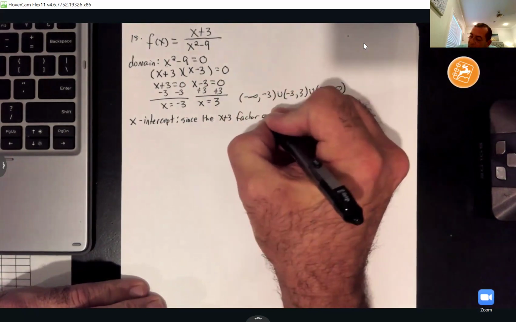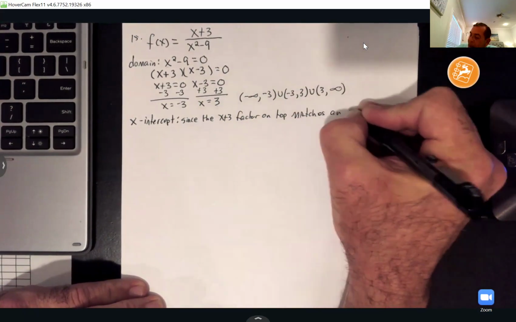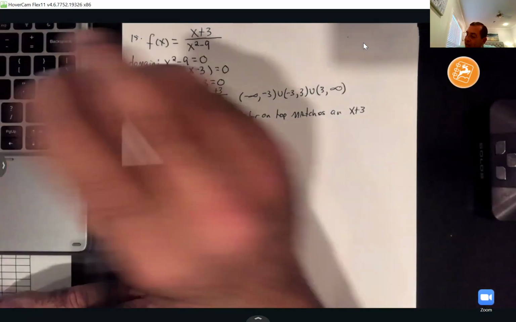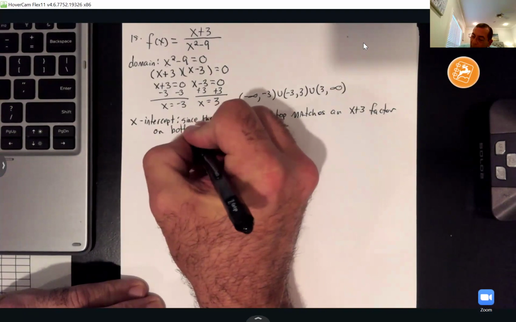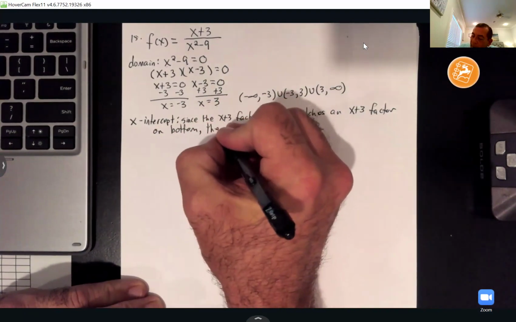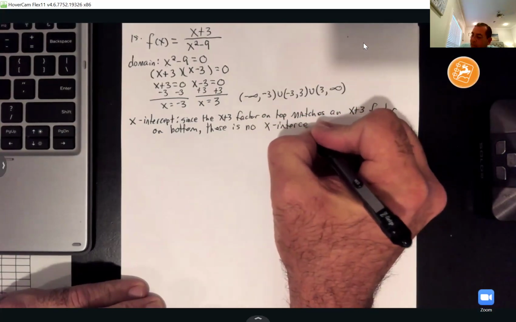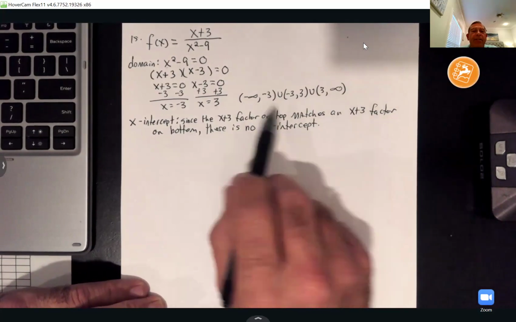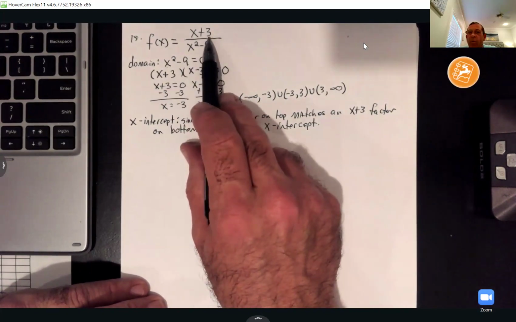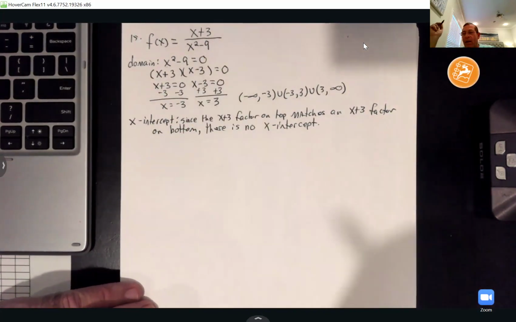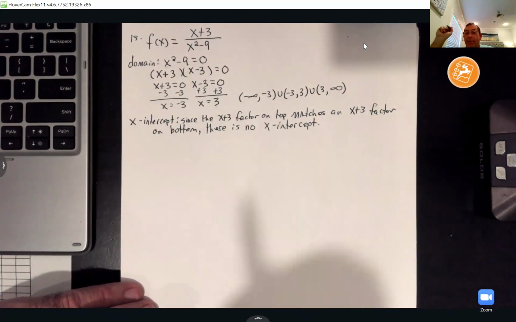matches an x plus 3 factor on the bottom, there is no x-intercept. Well, y'all, it can't have an x-intercept if it's undefined at that point, okay? So since it's undefined when you solve that, it's undefined on the bottom, there's no way we can have an x-intercept at that point.